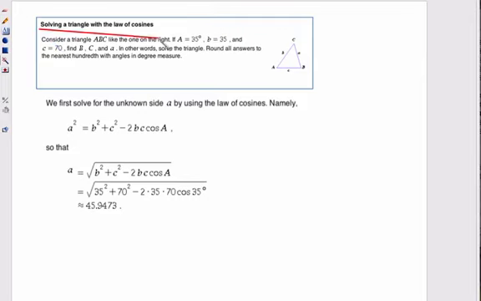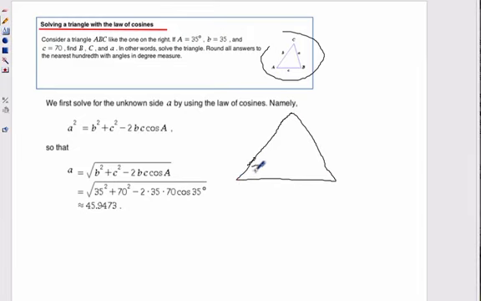Let's take a look at solving a triangle with the law of cosines. Here's an example. Consider a triangle ABC, like the one here at the right. A is 35 degrees. Let's draw that just a little bit larger so we can see it.